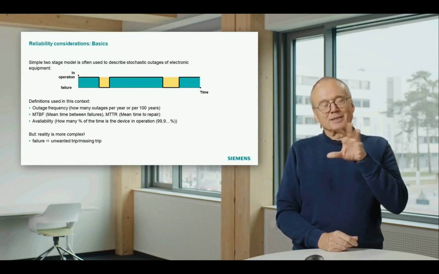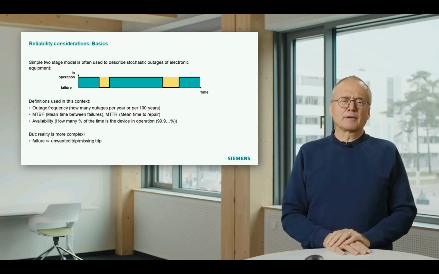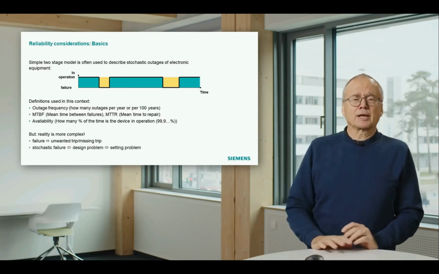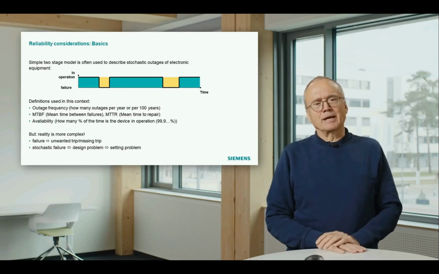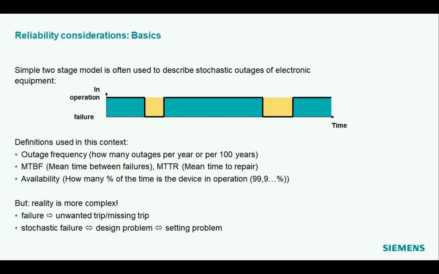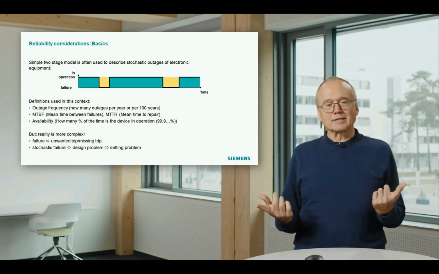So that means already that this simple 2-stage diagram, in operation and failure, is a simplification which doesn't really fit protection. And there is another thing which has to be taken into account. This diagram and also these quantities refer to stochastic failures. If I remember the type of failures I had to deal with during my active time, the majority were not the results of stochastic failures. The majority were results of design problems or setting problems. And those are not stochastic things.